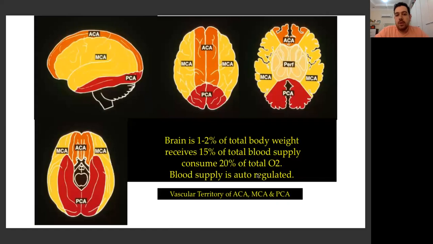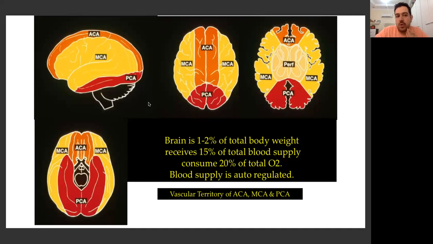So this is what I was talking about. You need to know how to identify, even on CT, the vascular territories. So if this area is affected, you know that it is the middle cerebral artery. If it is in the middle, you know it's the ACA, and if it is in the posterior area or in the inferior area, then you know it's a PCA.